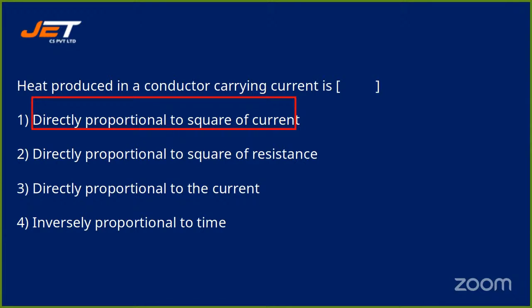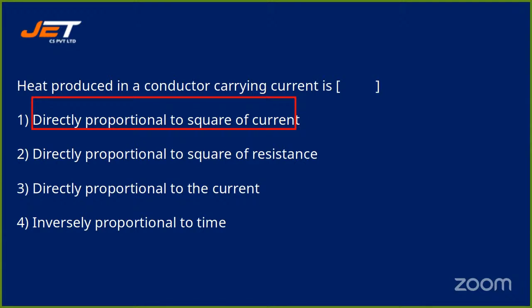Okay, Jizan, I'll explain. Heat produced in a conductor is a direct formula asked in terms of a relation. H equals I square R T. What is T? T here is not temperature. T is the time taken for the current to flow. H is heat. The options are: directly proportional to the square of the current, directly proportional to the square of resistance, directly proportional to the current, inversely proportional to time. Everything is directly proportional, but the square of current is directly proportional to heat. So that is the correct option.